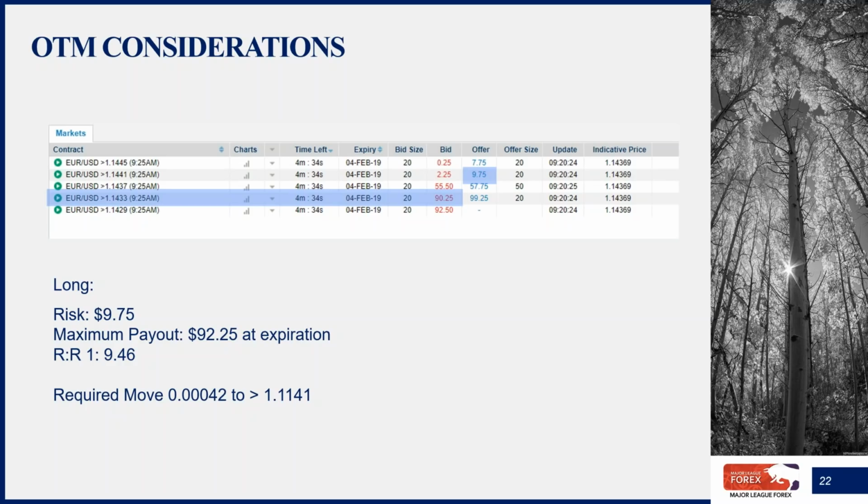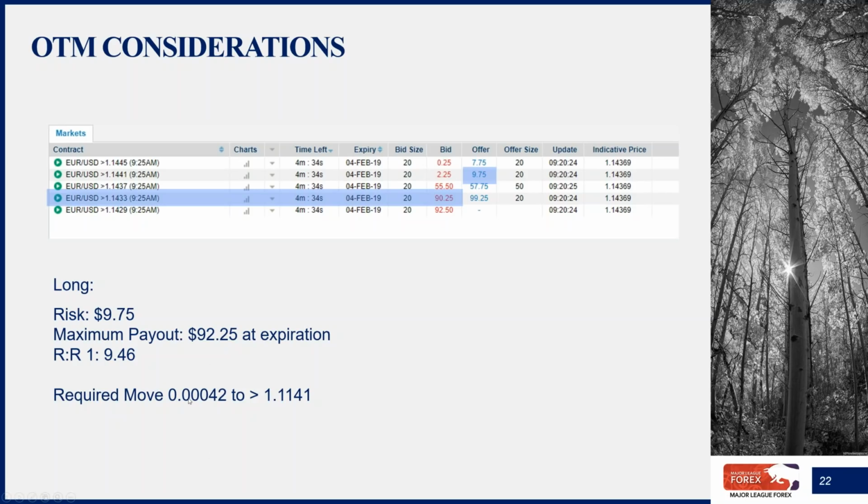Now, it does require basically a 4.2 pip move, right? Because this strike is 114.41, it needs to go greater than that. So we need to move 4 pips, right? Because the indicative value is 114.369, okay? And we need to get to 114.43, 41, right?